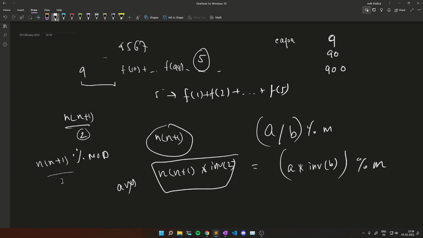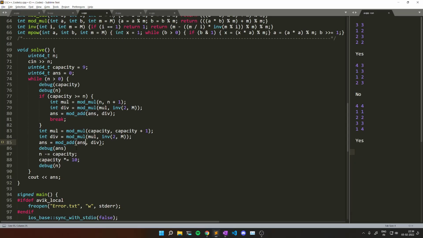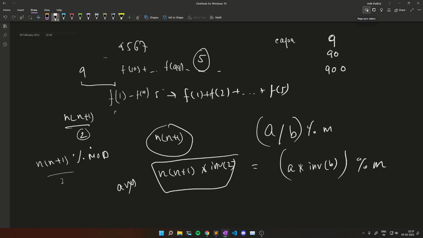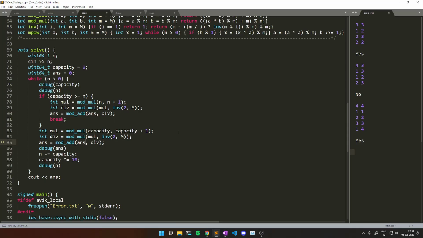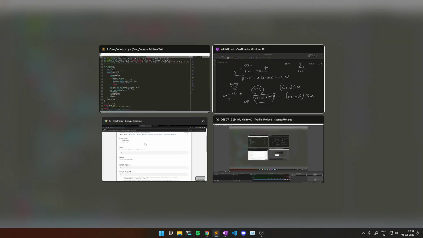And also, since there are 4567 numbers, I have already calculated the sum of the first 9 numbers, f1 to f9, then I have decreased my n by capacity. Also now I have calculated up to 9, so next time my capacity will be 90, because next time it will be 1 plus 2 plus dot dot dot plus 90. So I have increased my capacity by multiplying it with 10, and finally when I come out of the loop I print the answer. So that was all for problem C.